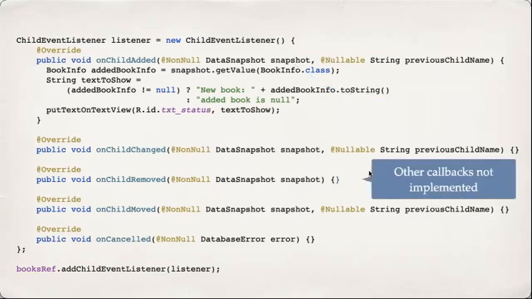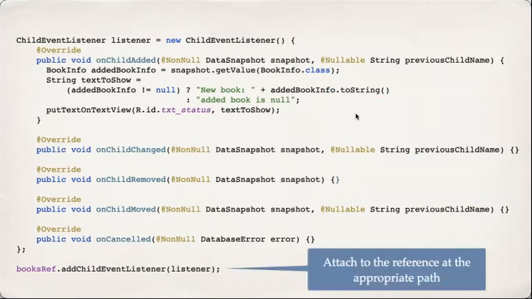All the other callbacks are not implemented right now, just in this example. You may want to use them in your project though. Okay, finally, attach this listener to the reference at the appropriate path. Since our books ref is the books path, that is the right path. Otherwise, you may want to do books ref dot child blah blah blah and get the appropriate one. Okay, let's see the effect of this.